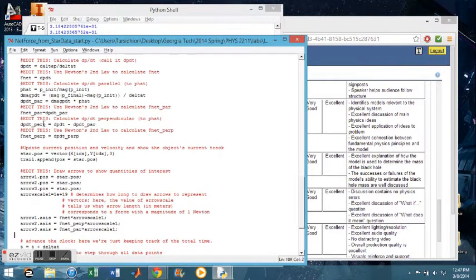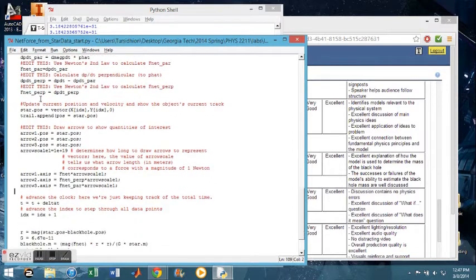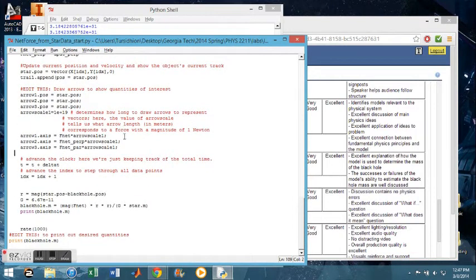We can then calculate the perpendicular component by subtracting known quantity vectors, which is just the total minus the parallel component, and we know that this, again, is equal to the perpendicular component of the net force. These forces are then displayed by arrows. These arrows show the net force and its two components, perpendicular and parallel.